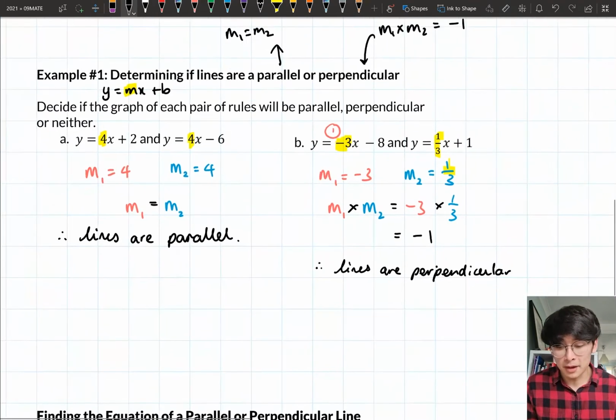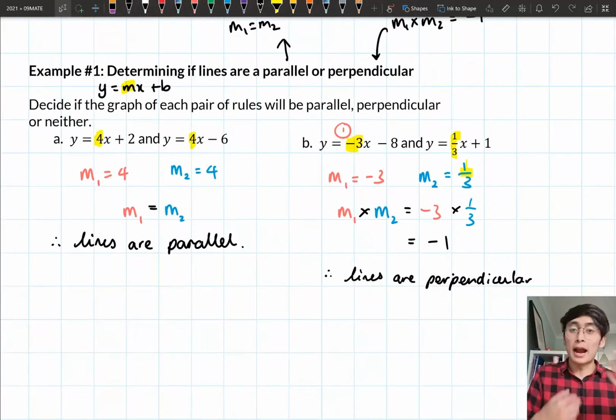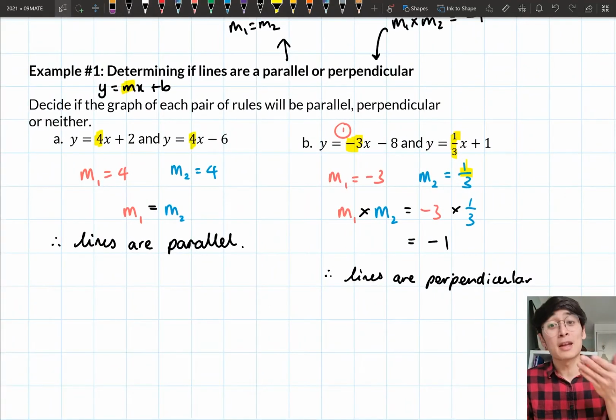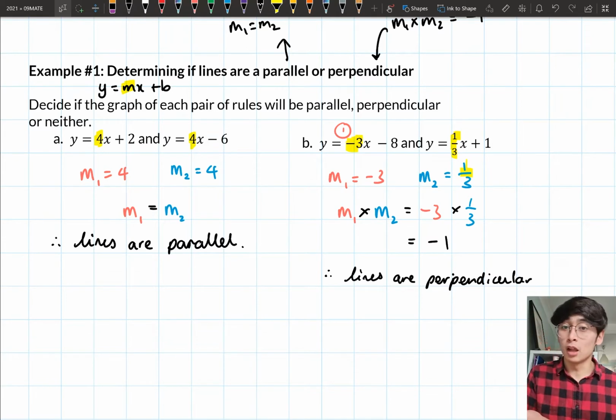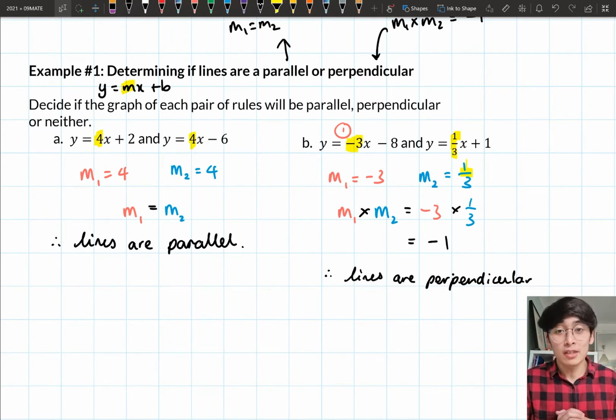So let's just quickly sum up here. We just use the conditions for parallel and perpendicular lines. Parallel lines have to have the same gradient. For perpendicular lines, when we multiply their gradients together, they equal -1. And we just check whether or not these two follow those conditions. If they do, they're either parallel or perpendicular. If the gradients aren't equal, and if they don't multiply to -1, that means that they are neither perpendicular nor parallel. Okay, so that's this first part, just identifying whether or not lines are parallel or perpendicular.